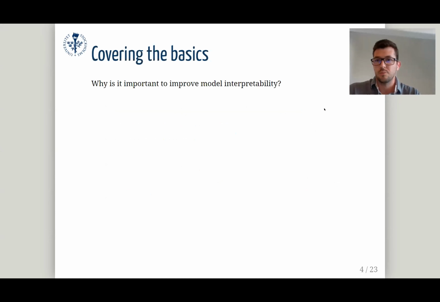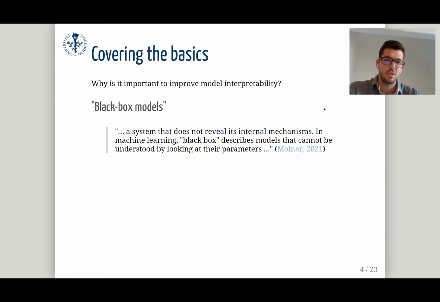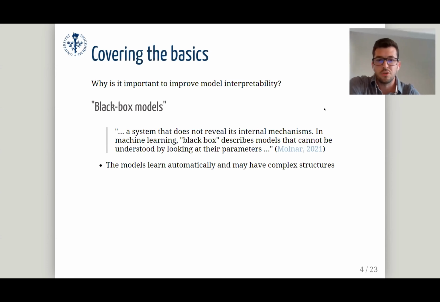But then comes the question, why is it important to improve our model interpretability? When we use machine learning models, they are frequently seen as black box models, which are models that do not reveal their internal mechanisms, or models that cannot be understood by simply looking at their parameters. Let's say you use a multiple linear regression, you can very straightforwardly look at the coefficients, and then you have an idea of what's going on, but that's not how it goes for machine learning models. The models learn automatically and they may have complex structures, so it is important for us to know what's going on behind the curtains.